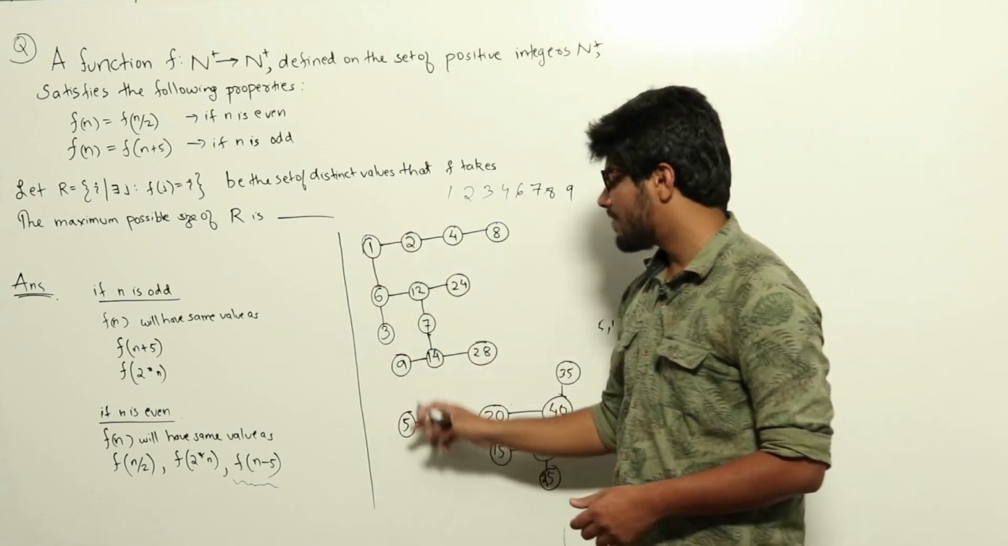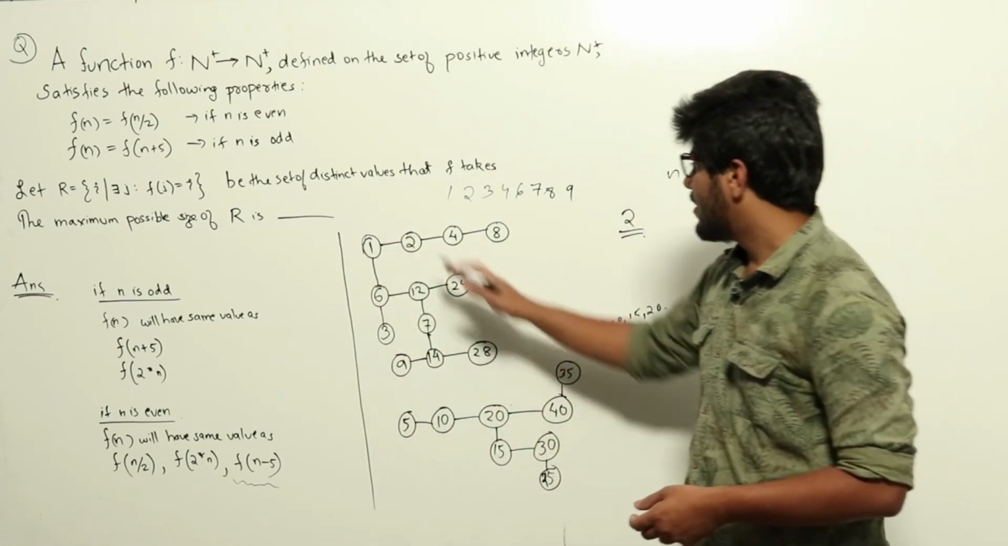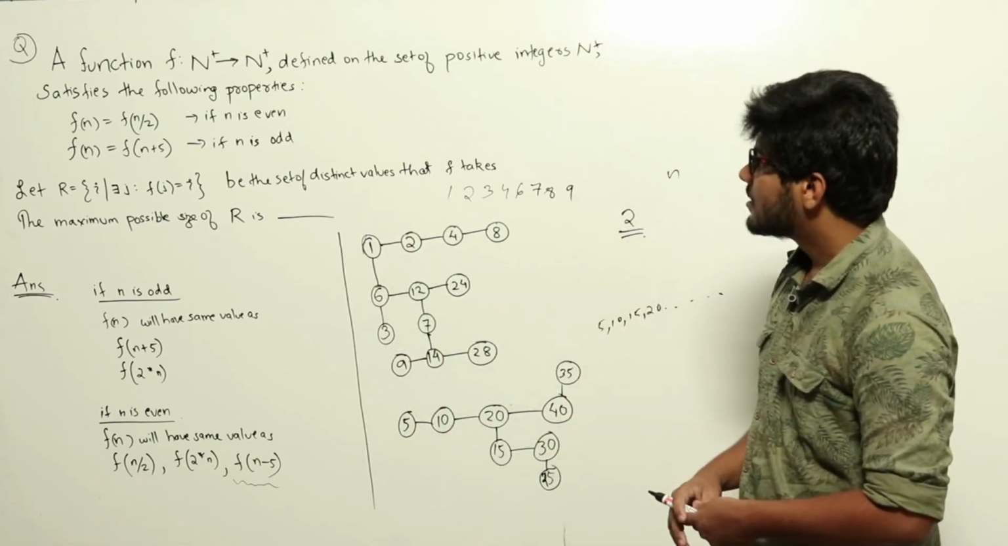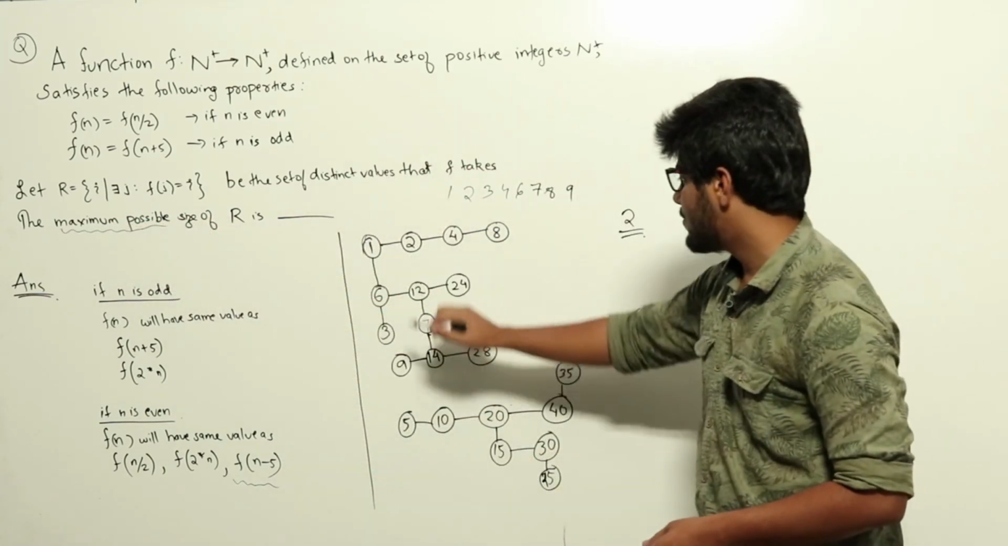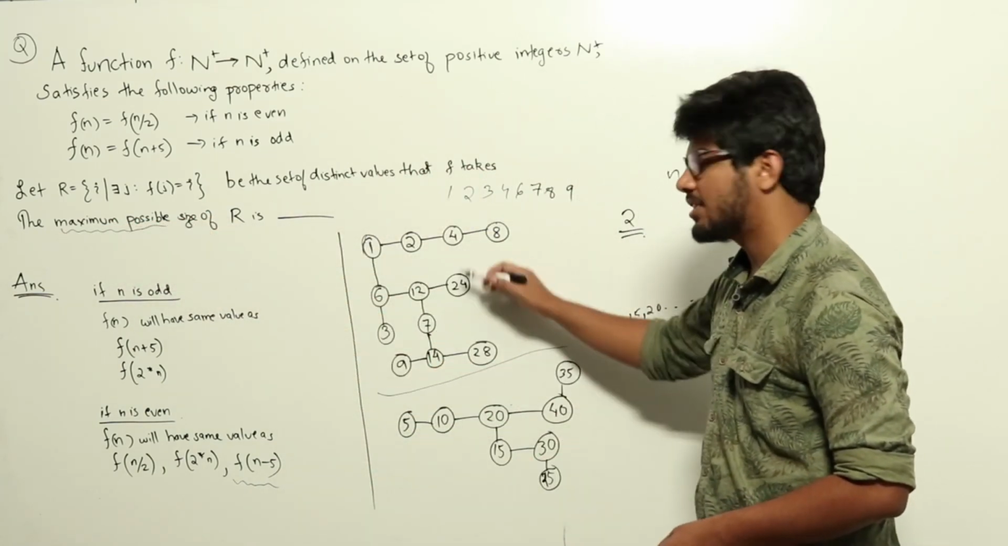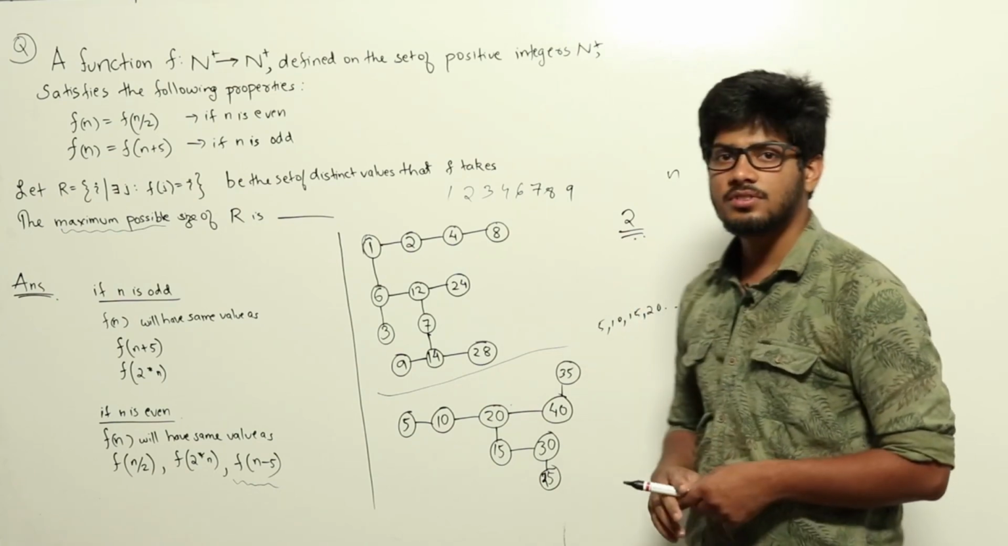If f of 1 and f of 5 were taking the same value initially, then all n will have the same value only. So in the question they have asked us the maximum possible size of the range. So the maximum possible size is, as you can see, there are only 2 sets here, that is 2. So 2 is the answer to this question.